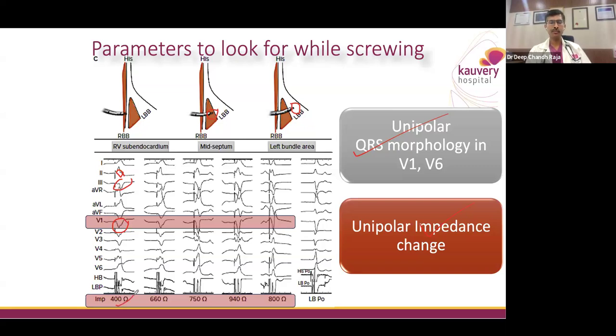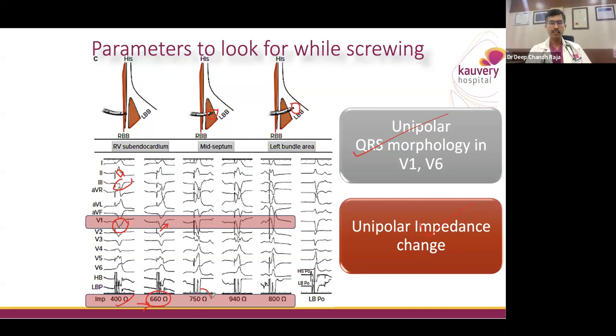You start seeing the impedance, which is 400 ohms. This is before screwing. As you start screwing the lead into the interventricular septum, you keep an eye on the impedance. The impedance increases to 660 ohms. That's because we are past the endocardium into the myocardium. Slowly, you see the notch in the left bundle branch, the descending limb, slowly moving towards the latter part of the QRS.